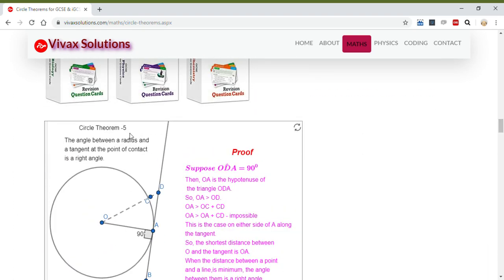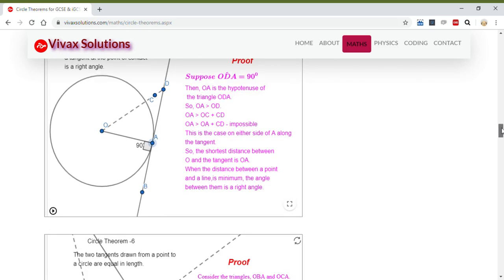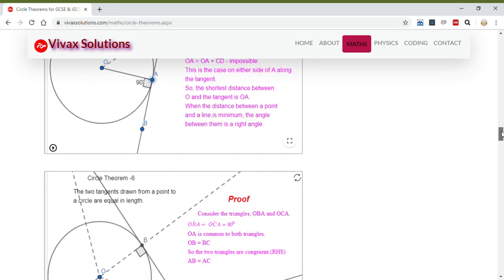Circle theorem 5 says the angle between a radius and a tangent at the point of contact is 90 degrees. So I can move the tangent. You can see the angle remains 90 degrees. So here is the proof of theorem 5, but it's a bit more complicated than what we have seen before.